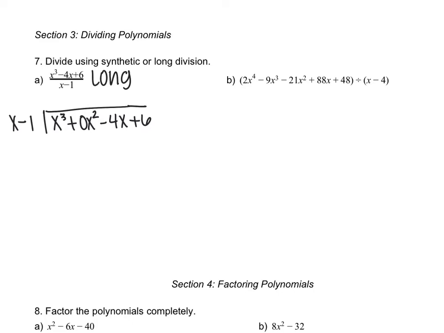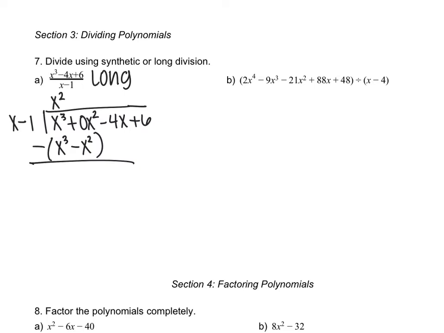So when I'm doing long division, I always divide the x's. Okay, so I'm going to do x cubed divided by x, and that's going to give me x squared. Now I want to multiply x squared by what we're dividing, x minus 1. So x squared times x is x cubed. X squared times negative 1 is negative x squared. Then we're going to subtract that from what we have underneath.